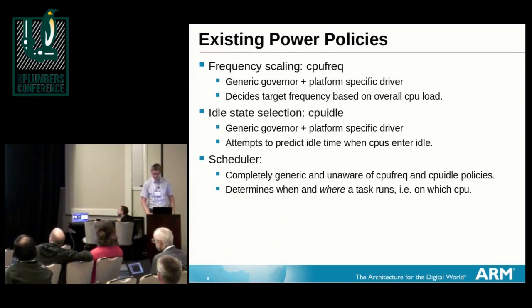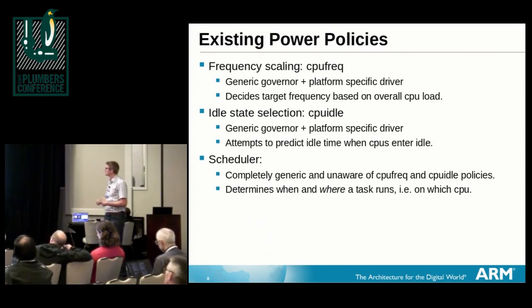So let me first quickly go over what we currently have in the kernel. We have some power management frameworks. We have CPU freq and we have CPU idle. And then we have the scheduler, which is not really power aware at the moment. In frequency scaling and CPU freq, we have a generic governor and a platform specific driver. Most of the governors decide on the frequency based on overall CPU load, and the CPU load is a time average, not really accurate compared to what we have in the scheduler right now. In CPU idle, we again have a generic governor and a platform specific driver. And again, we don't really use the scheduler information, just like Tuukka and Daniel were talking about earlier.